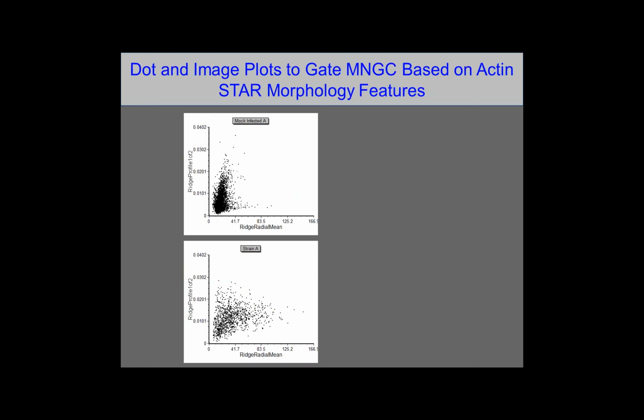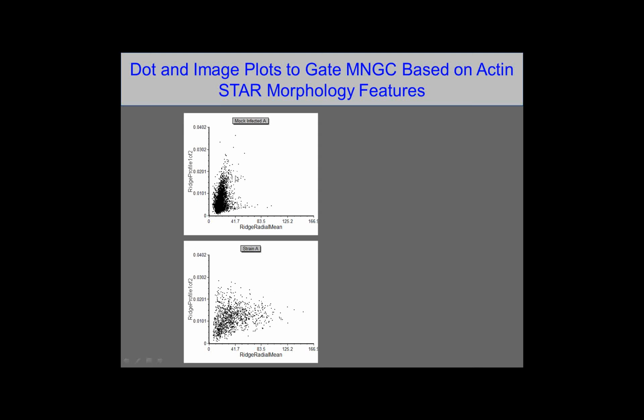So our task was to distinguish MNGCs from non-MNGCs based on the features extracted in Cell Profiler. The first thing we did was to create dot plots for both our negative control and our positive control, this reference strain A, and to plot several different properties. We ended up choosing these two star morphology features because, as you can immediately see, the features represented here are different between uninfected and infected.